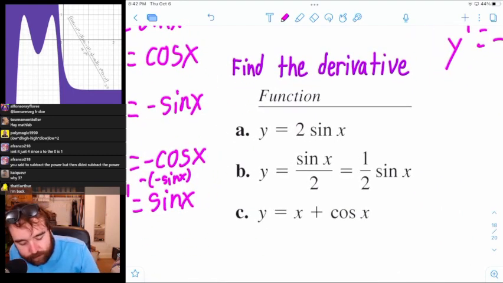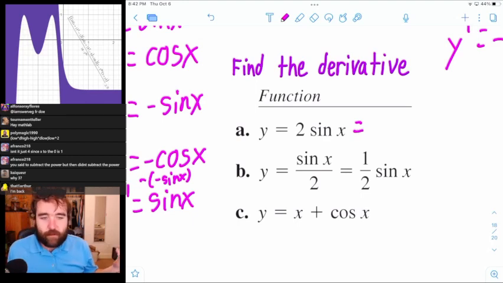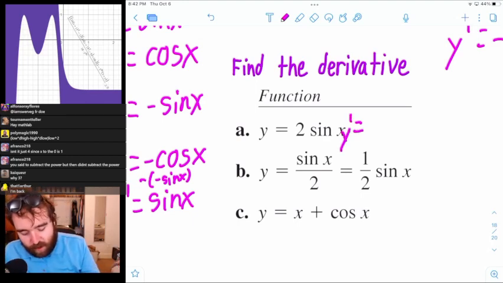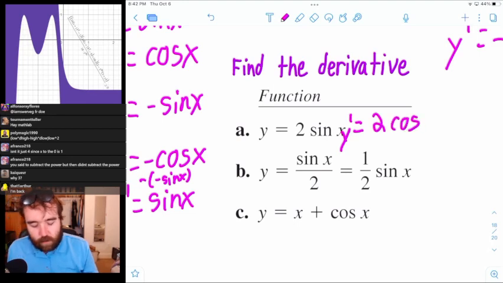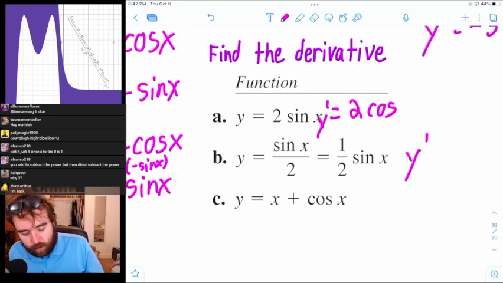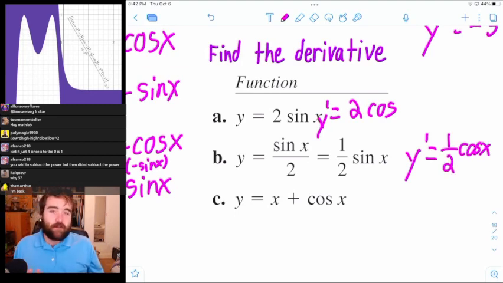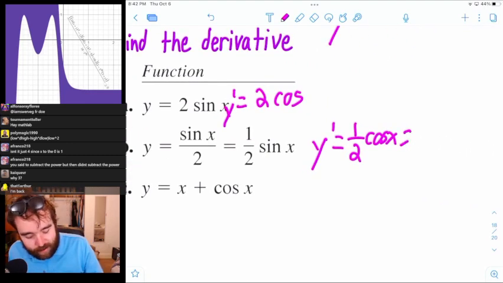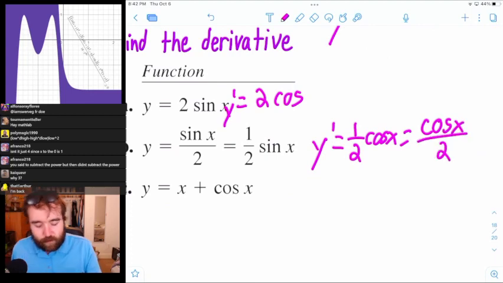So like here, the derivative of sine is cosine. So the derivative of 2 sine, y prime, is 2 cosine. And then B, kind of annoyed they rewrote it for us because we should know that sine of x over 2 is 1/2 times sine of x. So we do that anyway. Y prime is 1/2 cosine of x. And like I said with the last problem, it's nicer to write it how it started. So let's rewrite that as cosine of x over 2.